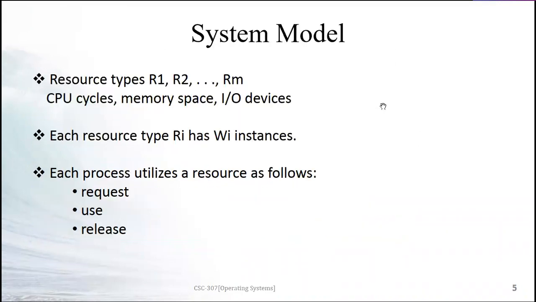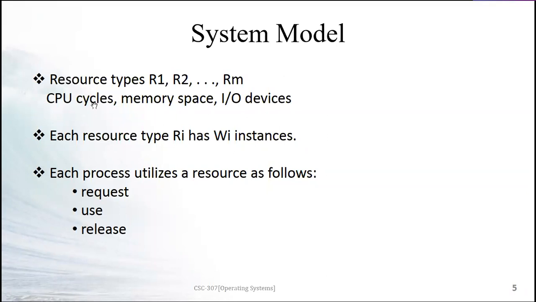Now, for allocating the resources, we'll use R1, R2 up to Rm. The resources might be CPU cycles, memory space, or IO devices like keyboard, mouse, and so on. So we will use R1, R2 for all types of resources. Then each resource has Wi instances. What does this mean? We'll come back to that later.